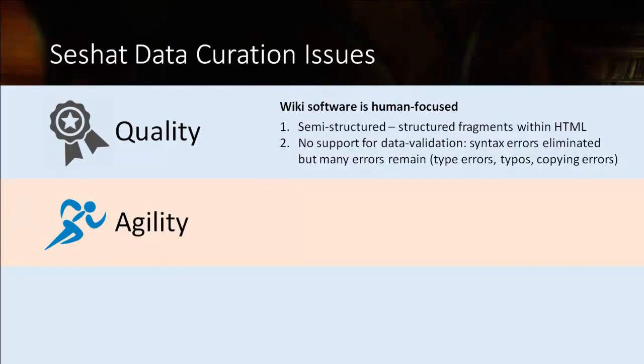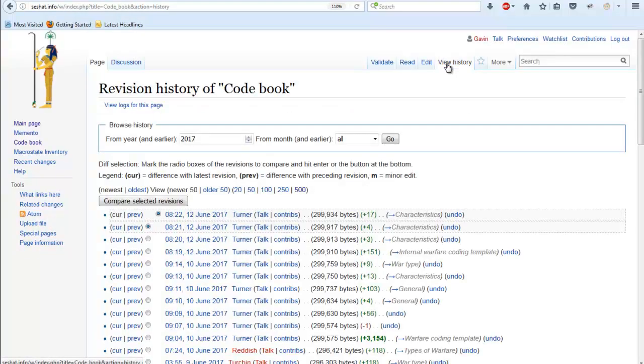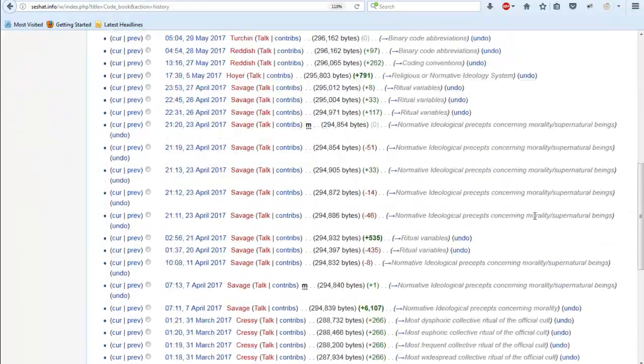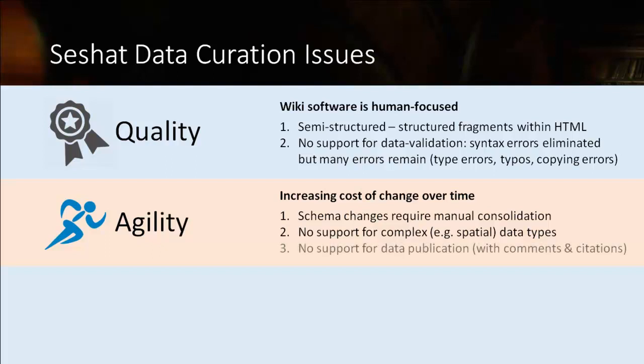The Seshat codebook was in a state of rapid evolution, but each change needed to be manually copied to all existing data pages, a costly and error-prone task. There was also no easy way to express spatial data through the wiki, so this data came to be stored in individual researchers' GIS systems. It also offered no support for preparing the data for publication.